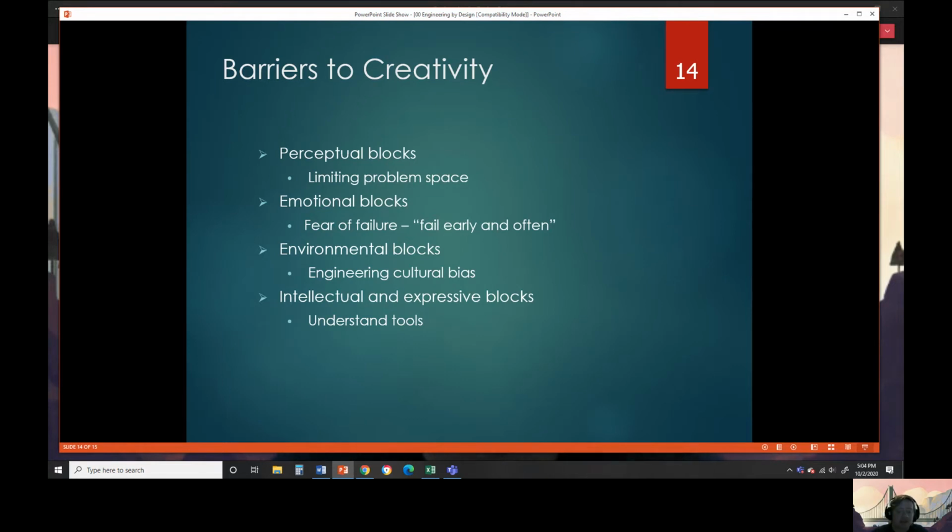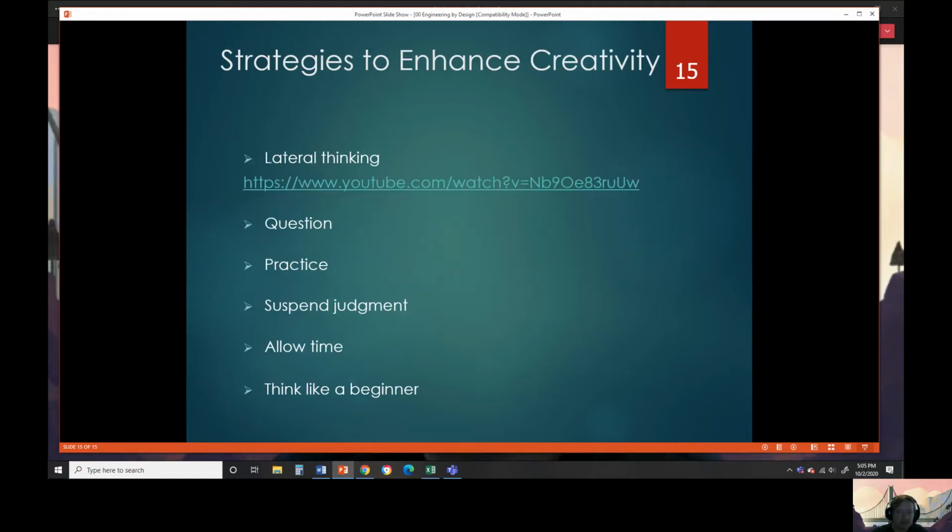Environmental blocks. There might be specific biases that we have within our culture that prevent us from doing things. Intellectual and expressive blocks, understanding the tools that we're using. If I don't know how something works or what I can do with it, that's a block to my creativity. Now, I'm going to show you this following video as a strategy to enhance your creativity.